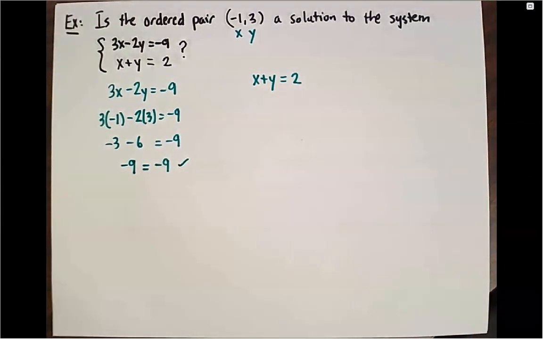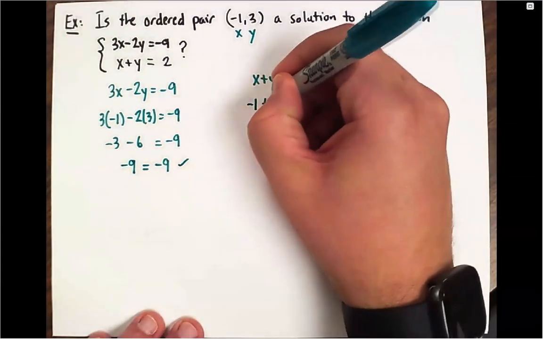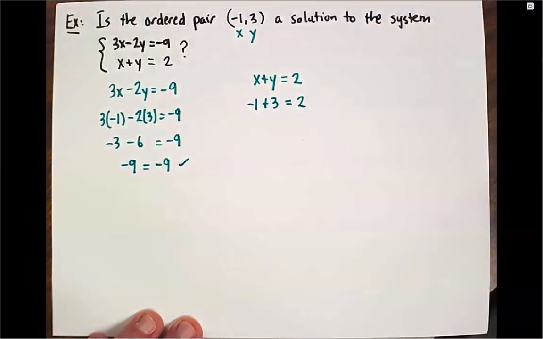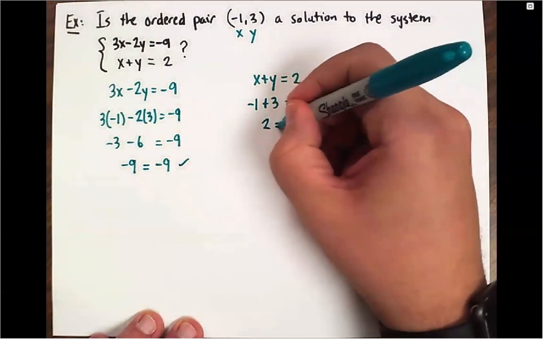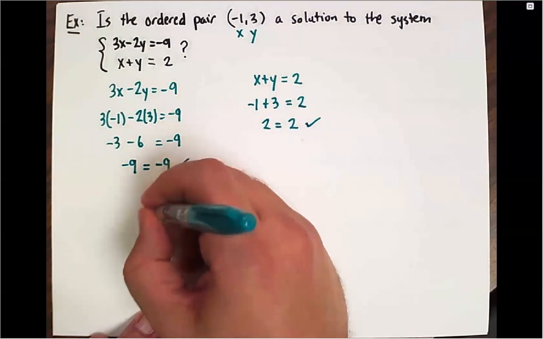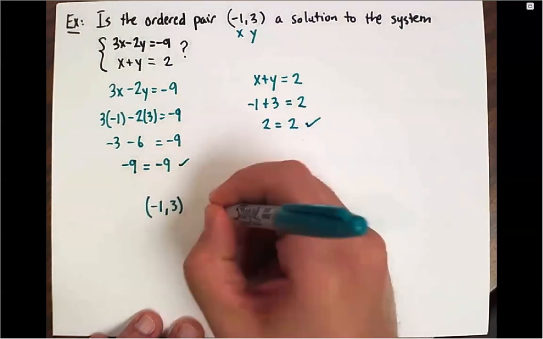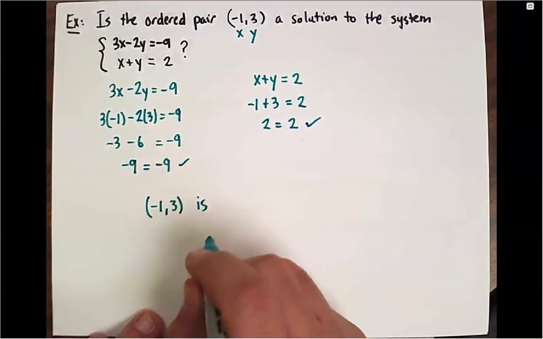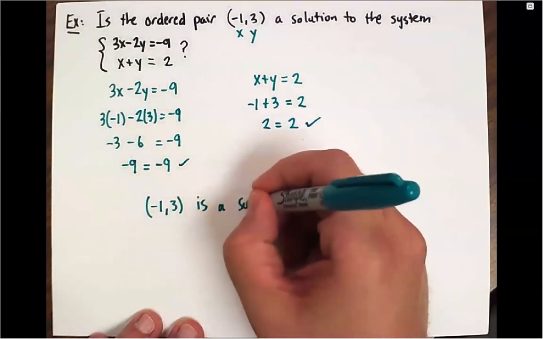So that ordered pair satisfies the first equation. Does it satisfy the second equation? Is negative 1 plus 3 equal to 2? It is. So it satisfies both equations. So is negative 1, 3 a solution? Yes.